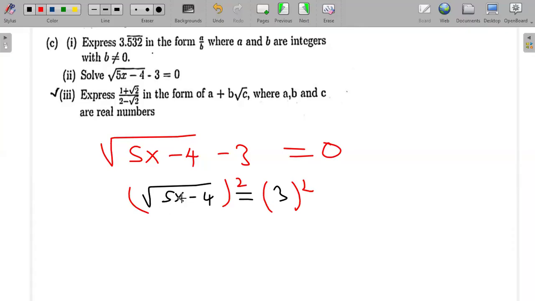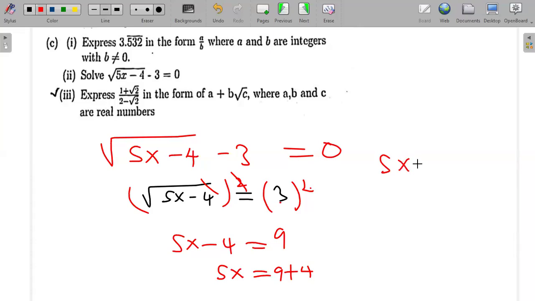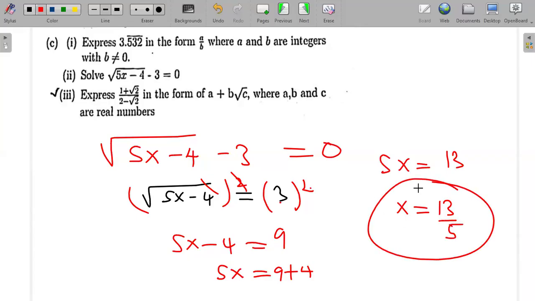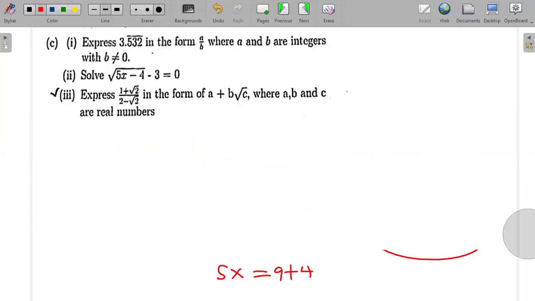So when you square this one, the root and this guy are going to cancel out. So I'll just remain with 5x minus 4 equals 3 squared, that will be 9. So 5x equals 9 plus 4. Okay, so 5x will simply be equal to 13. So x will just be 13 over 5. Okay, so that is my x there, if I solve for it. Right, so I'm sure there's no question here because this one is very simple.